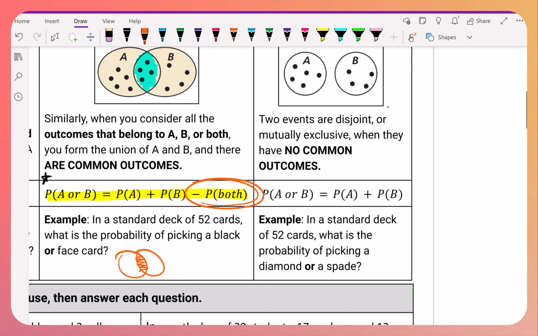Over here in things that are mutually exclusive or disjoint, you're not going to be able to have any overlap. So an example of that would be picking a diamond or a spade. So is it possible to have diamonds overlap with spades? No, because diamonds are their own and spades are also their own, so you don't have anything that's overlapping. You don't need to have this extra little part of your formula. You can just simply add the probability of getting a diamond and the probability of a spade. Since there's no overlap, we don't need to subtract the probability of both.